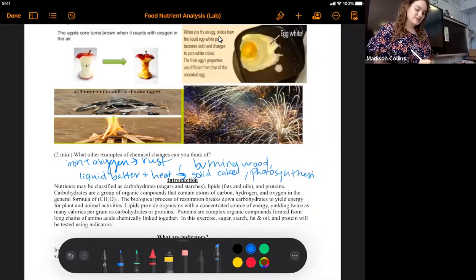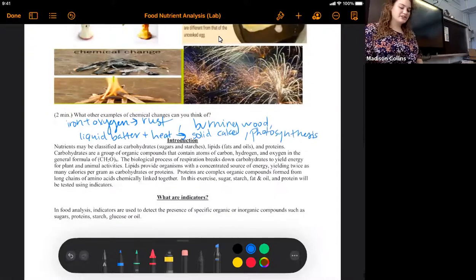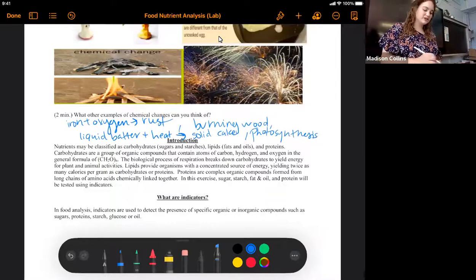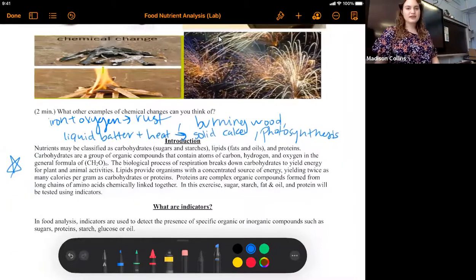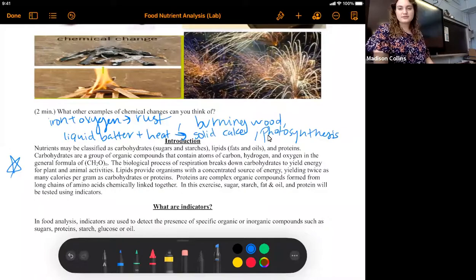Perfect. So today we're going to be talking about chemical changes and chemical reactions that we see using indicators. But before I tell you guys what an indicator is, can I have one lovely volunteer read me this introduction paragraph right here? Any volunteers? All right, can I have Christina, will you read that passage for me, please?